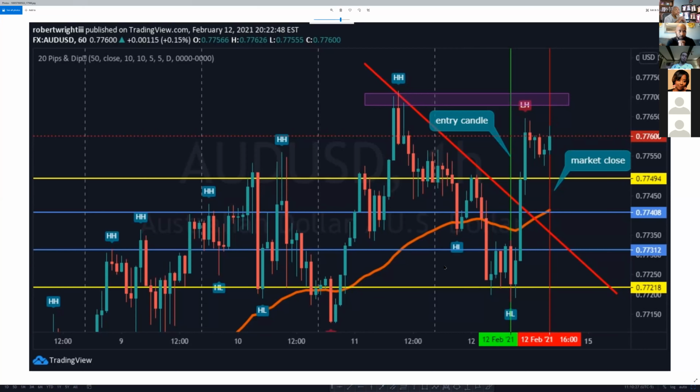Right? The advancement of the 20 pips and dip strategy eventually becomes using those points. I mean, in this case, I guess it would be more those yellow lines, right? But in general, using those points of defense in your favor to protect your position as much as possible.